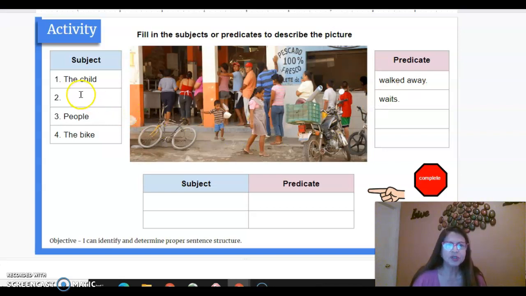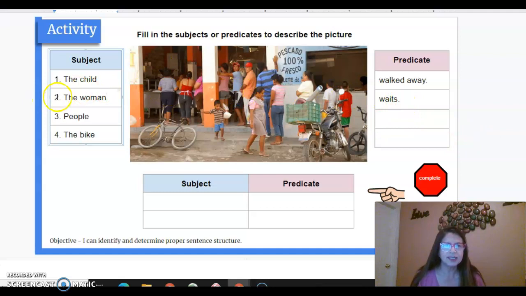Now let's look at number two. In number two, I did not put a subject, but I put wait. Let's look at the picture. Who can be waiting in this picture? I think I'm going to pick the ladies or the mother or the woman. I think I like the woman. So I'm going to type here the woman waits. Right here, I completed it.